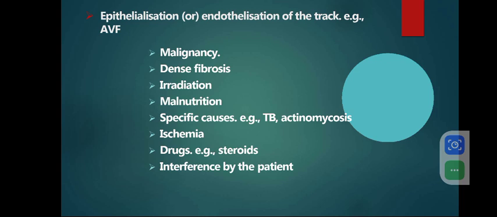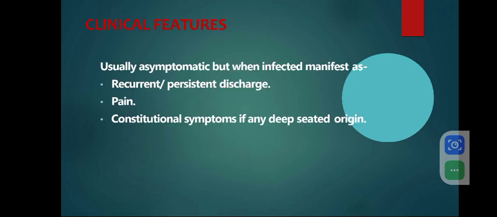Epithelialization or endothelialization of the tract. Examples: malignancy, dense fibrosis, irradiation, malnutrition. Specific causes. Example: TB, actinomycosis, ischemia, drugs, for example steroids, and interference by the patient.